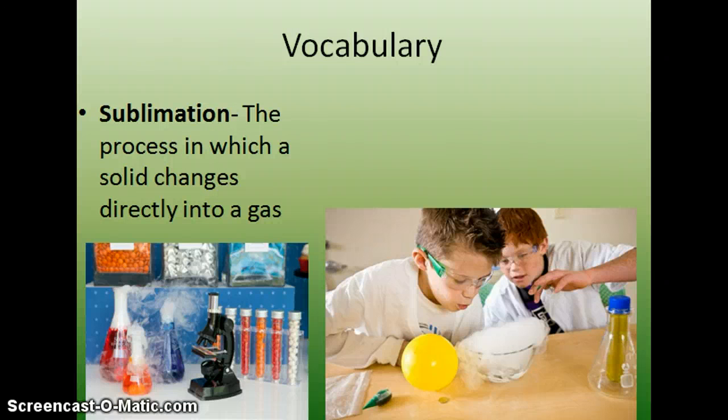And sublimation is a process in which a solid changes directly into a gas. So our example for this is dry ice. If we have a block of dry ice, you would see the gas rising from it. So we bypass the liquid state and we go directly to a gas state with dry ice.